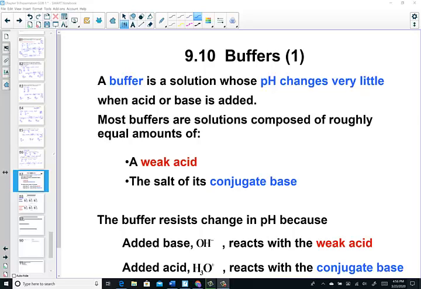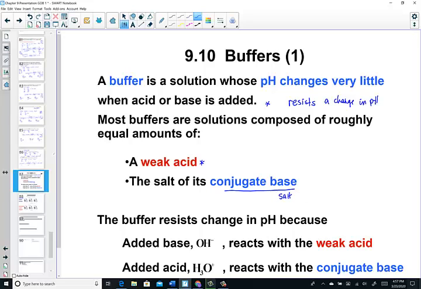You ever take a buffered aspirin or hear about buffered solutions? A buffer is a solution whose pH changes very little when an acid or base is added. So it resists a change of pH. Most buffers are solutions that are composed roughly in equal amounts of a weak acid and its conjugate base, and typically the conjugate base will come from the salt that has the same last name.